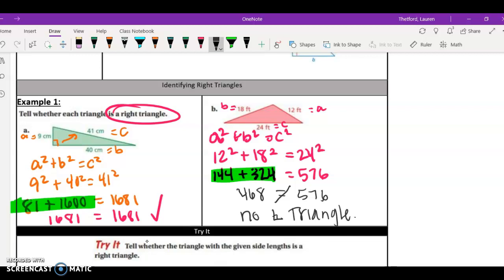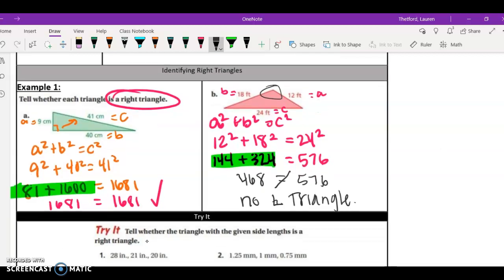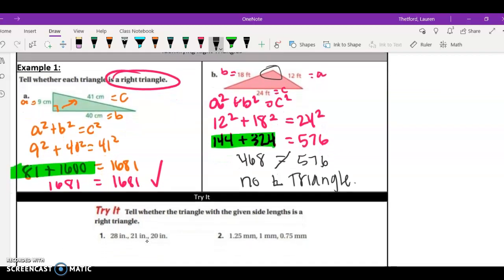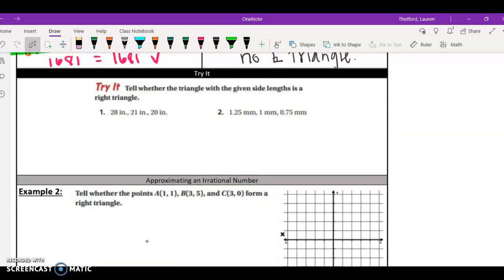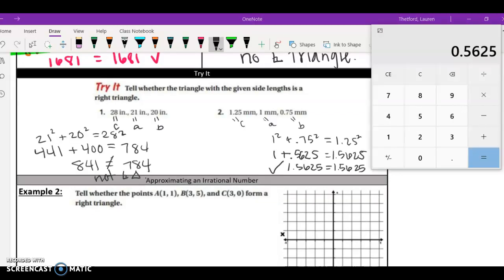The thing is, on this picture, you can kind of tell that this is not a right angle. That's not always going to be the case. Sometimes they purposely draw it to look a little odd just to see if you actually solve it correctly. So make sure that you still solve it and don't go by just the picture. So I'm going to have you try the try-its, and then you are going to check your answer with me. So check your work with mine.